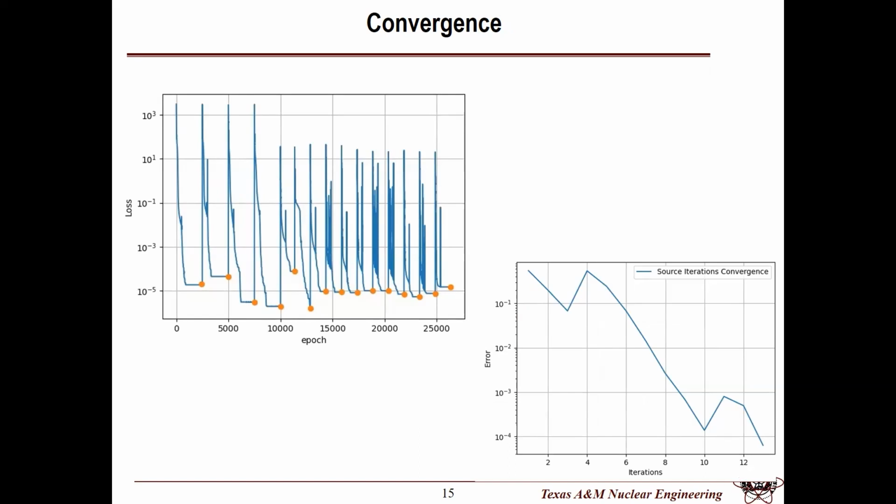So as you can see, after a source iteration, the loss will peak again and converge. And as the source iterations continue, we have less and less epochs to train our model back down with the updated source. And so the orange points don't correspond to the one on the right because the one on the right is the scalar flux error. And you can see as the scalar flux error decreases, once it gets below our tolerance, then we'll have a convergent model.